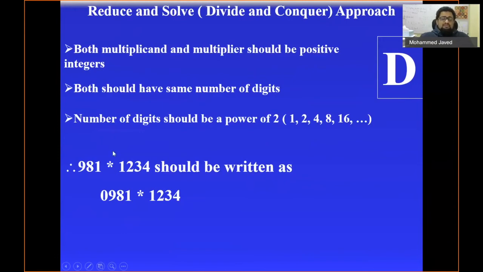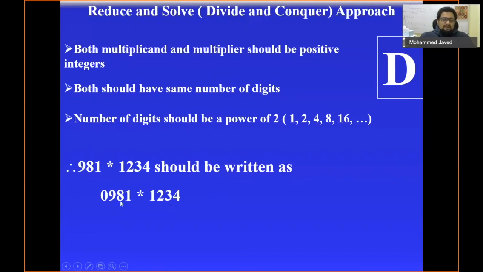Now, for example, coming to our previous example, 981 multiplied by 1234 should be written as, for example, here there are 3 digits, but it should be in the power of 2. So I make it as a 4. Simply I add it as 0981 into 1234. So now how will I solve this problem? So I think the method here, divide and conquer, itself tells that there are 4 digits here. There are 4 digits on this side.